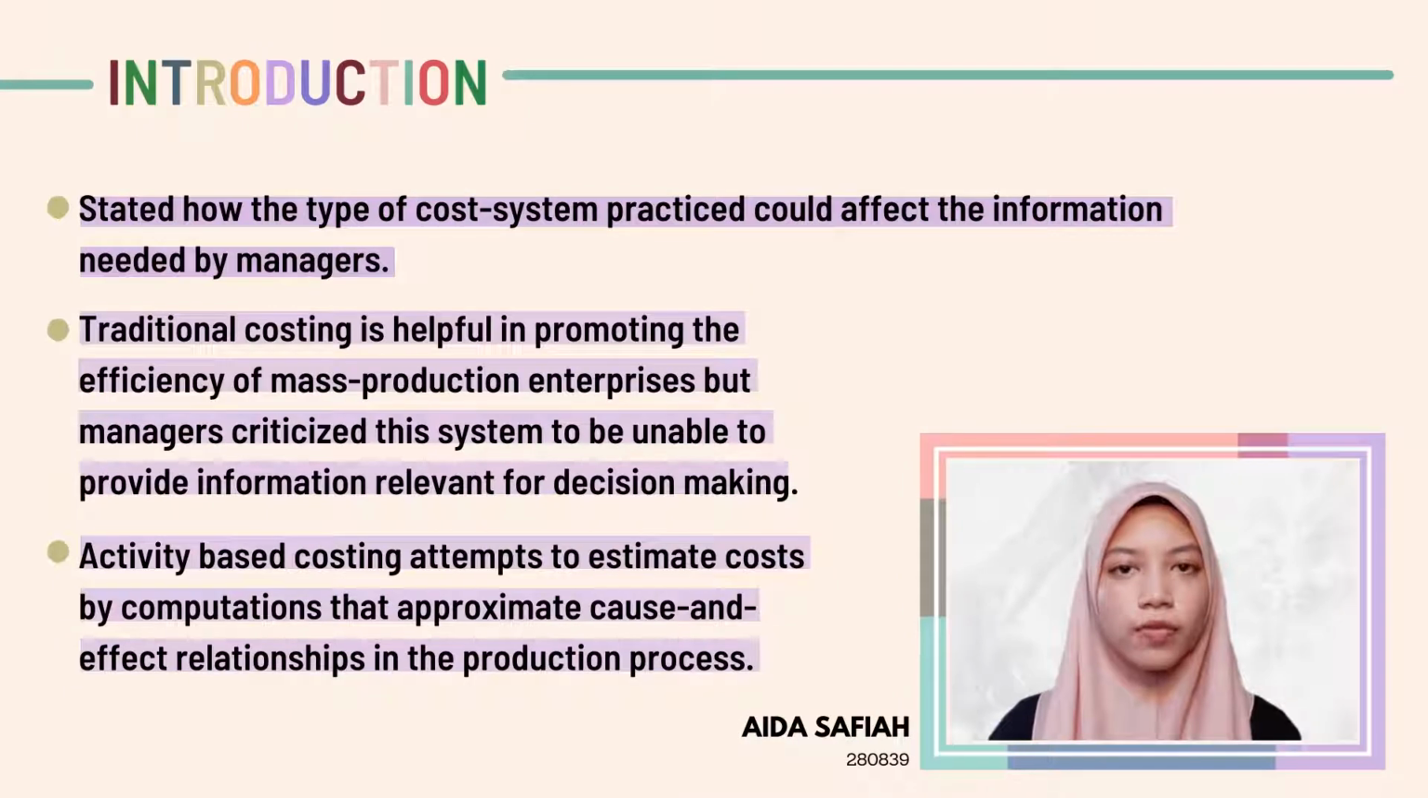Traditional costing is helpful in promoting the efficiency of mass production enterprises, particularly manufacturers producing standard products with high content of direct labor and material. For most firms, direct labor represented the largest component of manufacturing costs, while indirect costs, such as overhead expenses, comprise only a small portion of total costs. This system then evolved to include additional indirect cost allocation basis, but managers still criticize this system to be unable to provide information relevant for decision making.